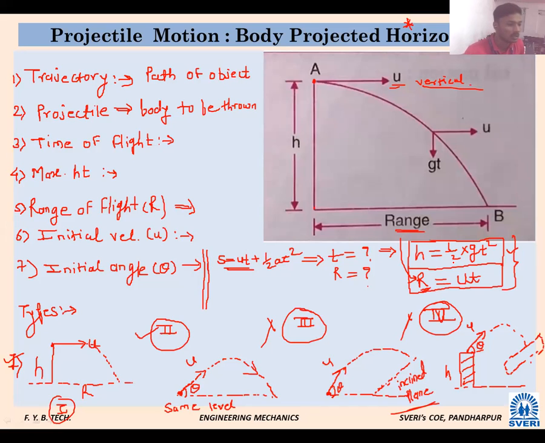Are you with me? Do you understand what is going on? Only two formulas we have to write, nothing else. We will solve one or two problems, then we will see how it is. Shall we go next? I have written two formulas: h is equal to 1 half gt square, R is equal to ut. Simple.